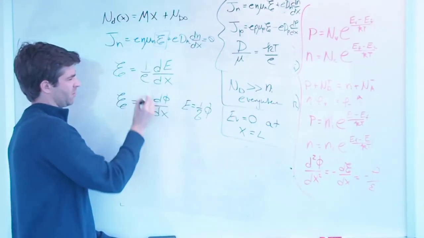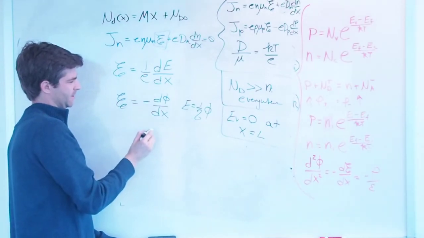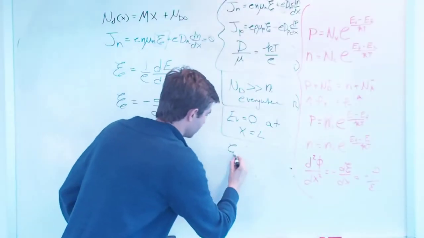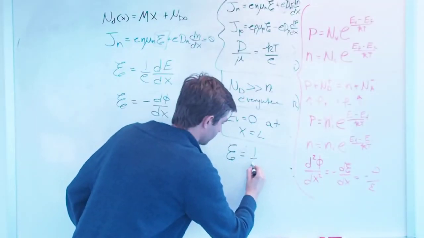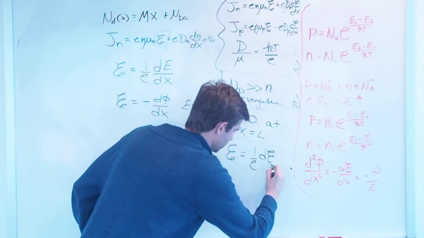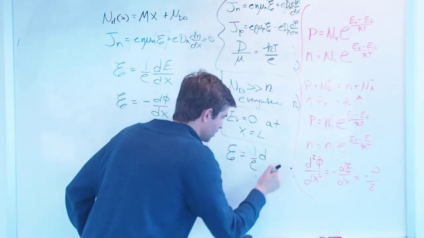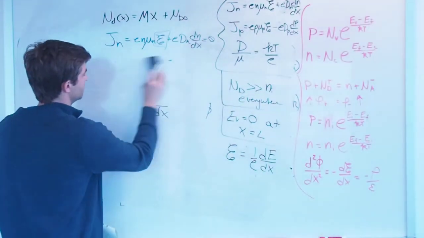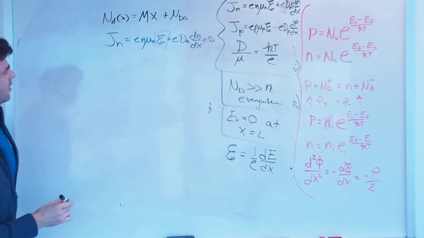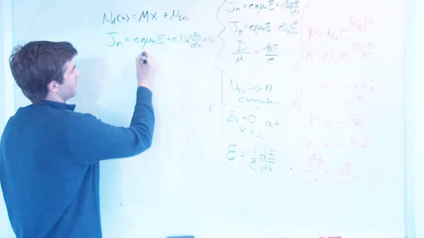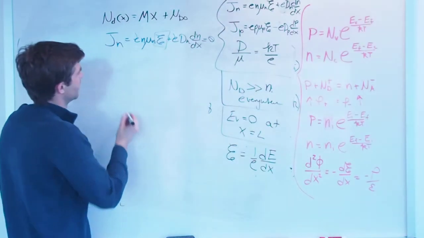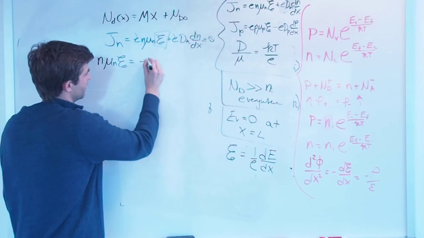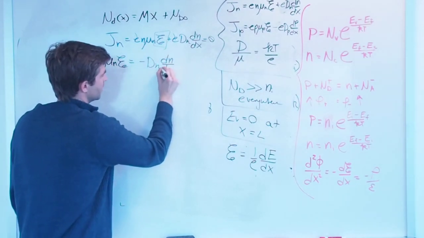So I want to make this in terms of energy, so I bring q down here, and I make it positive, and we get this term right here. So I'm going to write this right here: E is equal to 1 over q times the energy derivative dE/dx. Okay. And so I know this is 0, right? So I'm going to cancel out terms. q, gone, right? So I get n mu_n E equals negative D_n dn/dx, right?